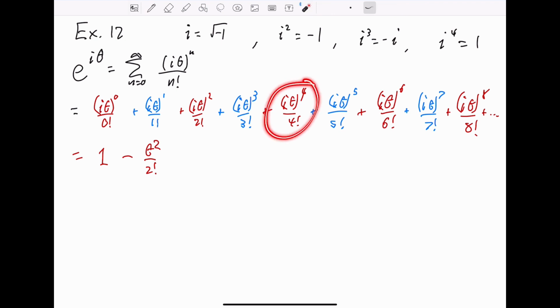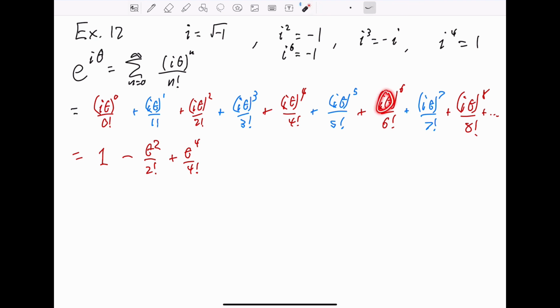Here's my next term. It's going to involve i to the fourth times theta to the fourth. i to the fourth is just 1, so I can get rid of the i here. So my next term is plus theta to the fourth divided by 4 factorial. Next term, I have i to the sixth. i to the sixth loops back around and is equal to i squared. So i to the sixth is -1.